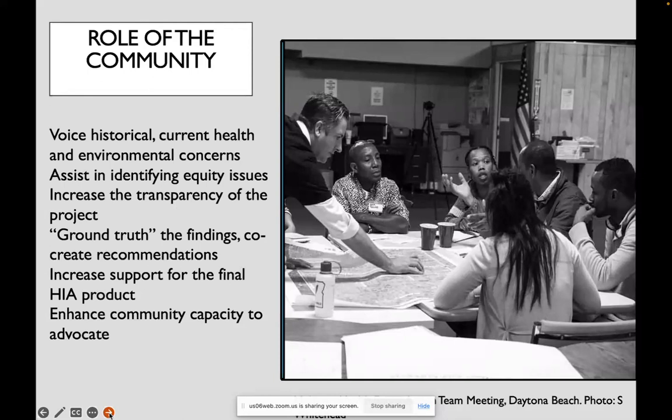And making sure that you're including the community in identifying any equity issues, and that they are ground truthing your findings as you work with them to co-create recommendations. So making sure that you are including them, but that because they are your advocates for the solutions that come out of your HIA. And if you have the community on your side, if you are working with them throughout, then they are going to be the best people to present your recommendations to the decision makers.